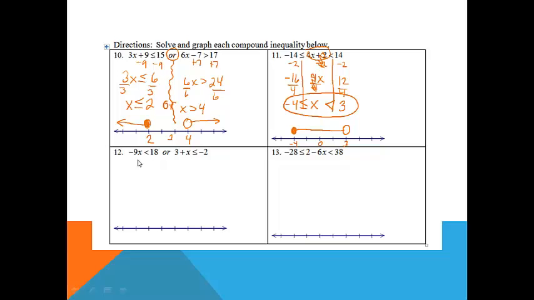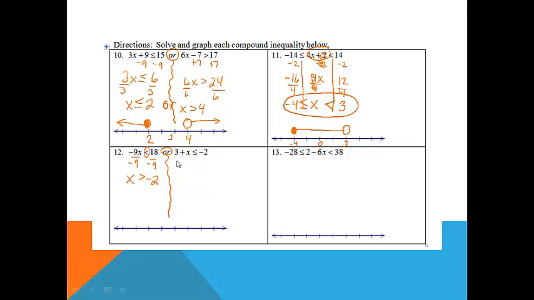Right, number 12, negative 9x is less than 18, or 3 plus x is less than or equal to 2. Okay, I know I'm going to have a disconnected graph because it's an or problem. So if I work this first one, to get rid of times negative 9, I will divide both sides by negative 9. So I'm going to get x. 18 divided by negative 9 is negative 2, but I did divide by a negative number, which means I need to change the less than sign to a greater than sign.